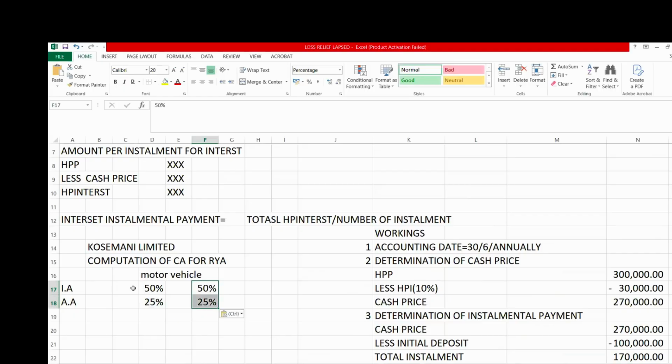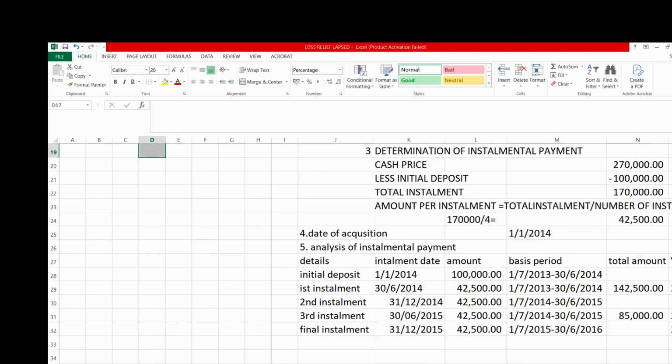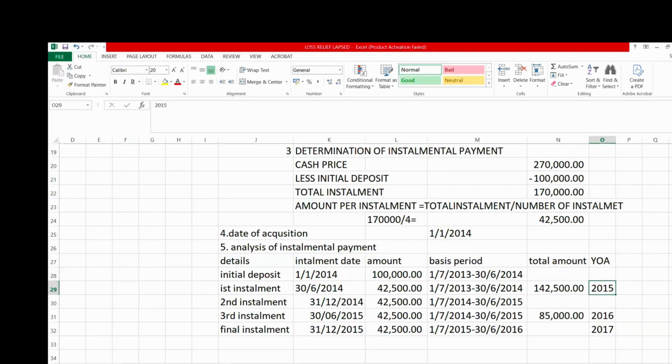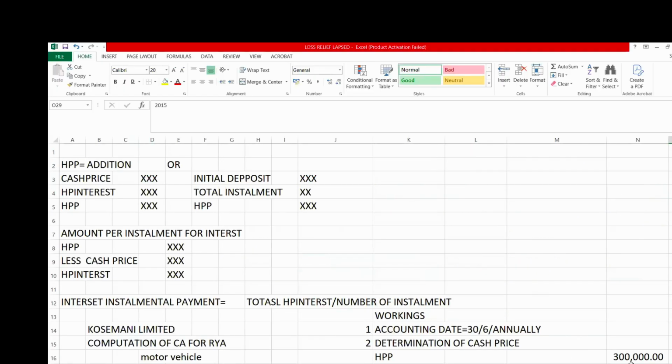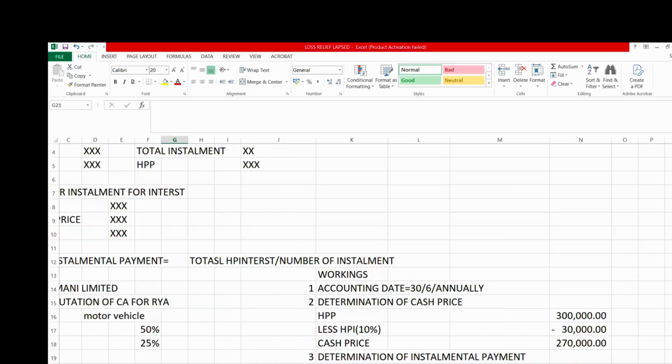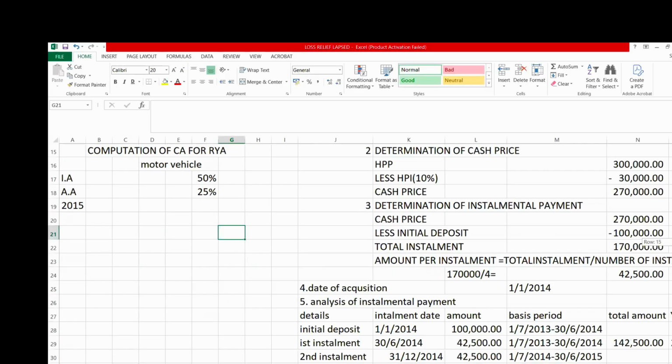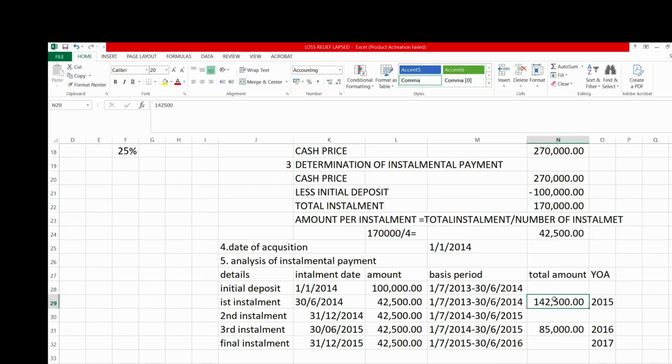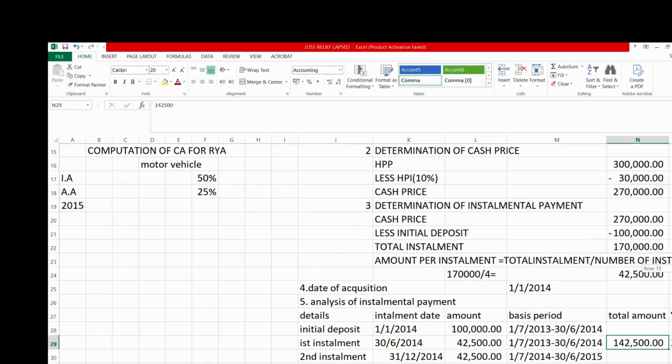This information you can now use to compute your capital allowance. You are going to start with the first year that you have in this basis period, which is the 2015 year of assessment, based on when it was acquired. How much was allocated to the 2015 year of assessment from our analysis? 142,500.